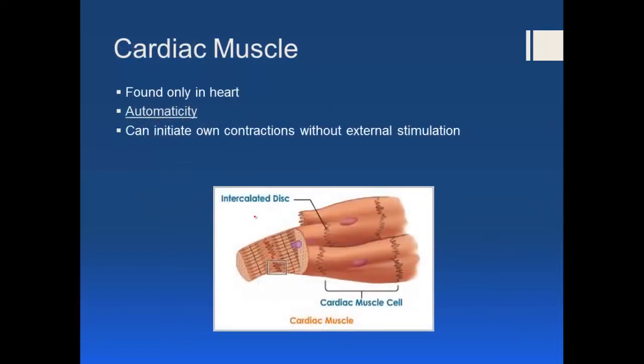Cardiac muscle, it's a special type of muscle. It's found only in the heart. It has a property known as automaticity, which means that it can initiate its own contractions without any sort of external stimulation. It can beat independently. You can take a heart outside of the body and it continues to beat because it does it all by itself.